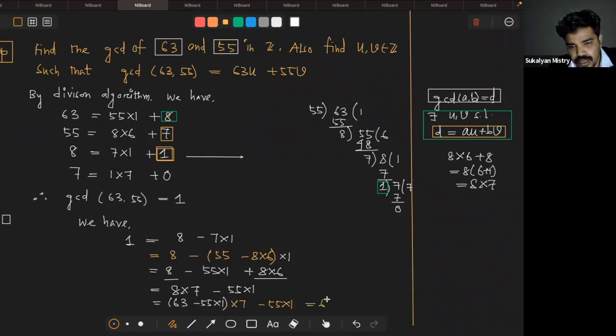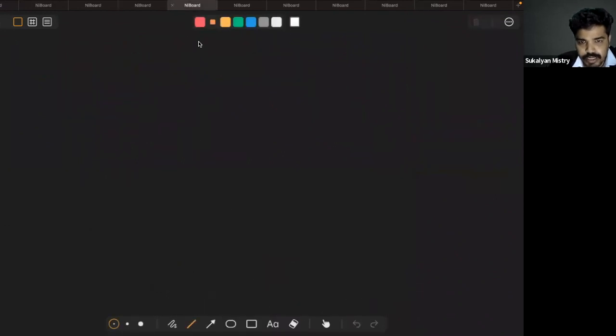So 8 is equal to 63 minus 55 into 1, into 7 minus 55 into 1, so that equals 63 into 7 minus 55 into 7. সেটা নেক্সট পেজে করছি, so ultimately what we get.